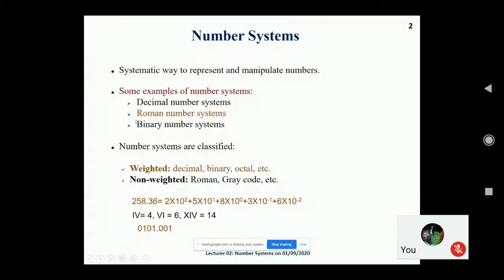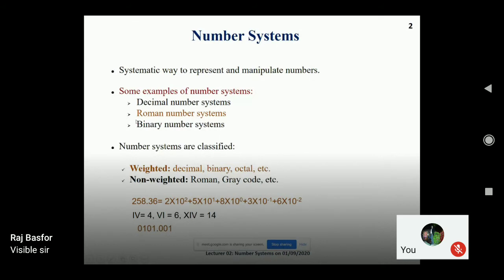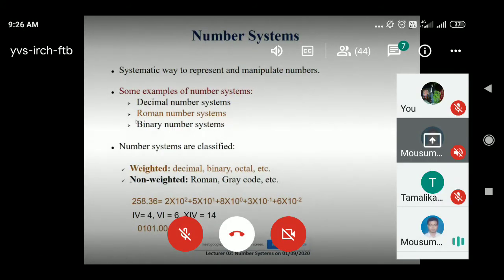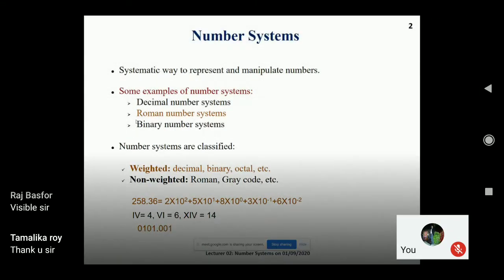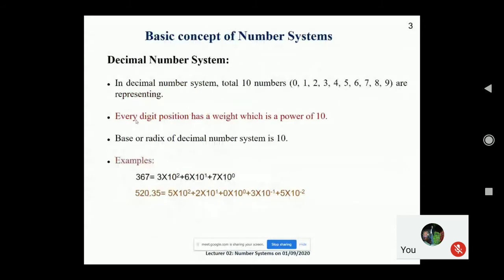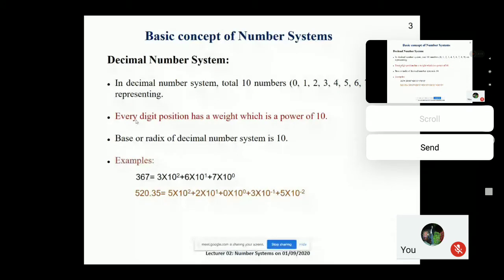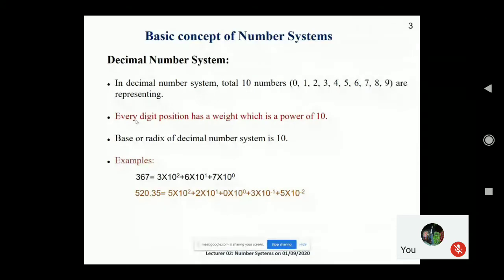Yes, this is the difference between weighted and non-weighted numbers. Any numbering system has to follow some particular properties, and the property that we follow is called weighted and non-weighted. Next is the basic concept of the numbering system. If we are discussing the decimal number system, you have to understand this because it is very basic. You learned this in class 8 or 9 and already know this portion, but I am giving some hints. In the decimal number system, the total is 10 numbers, as students are saying.